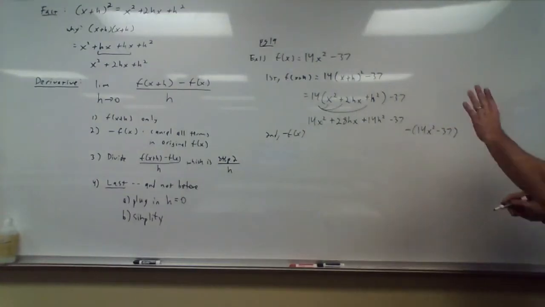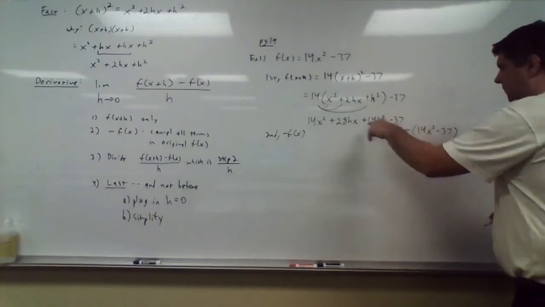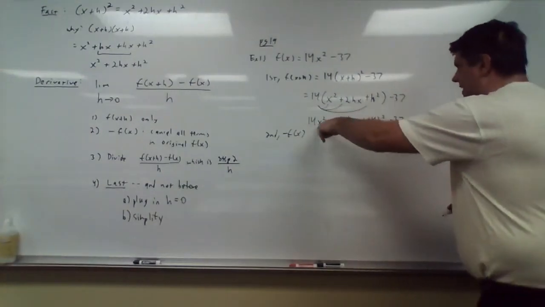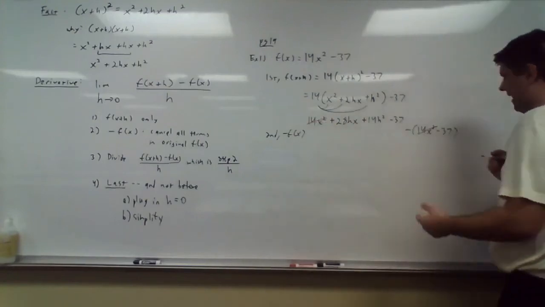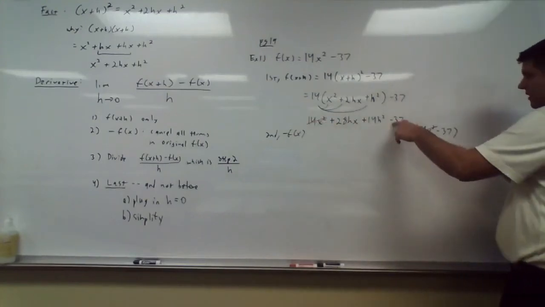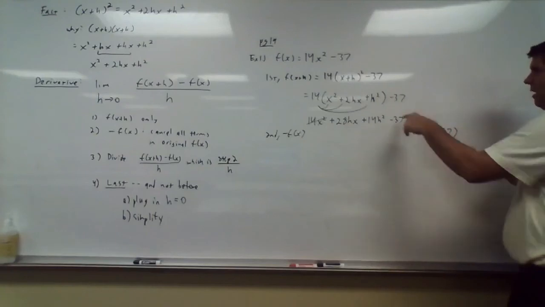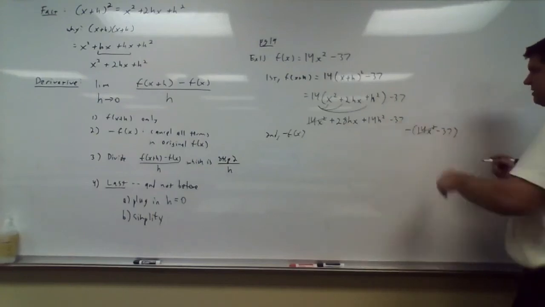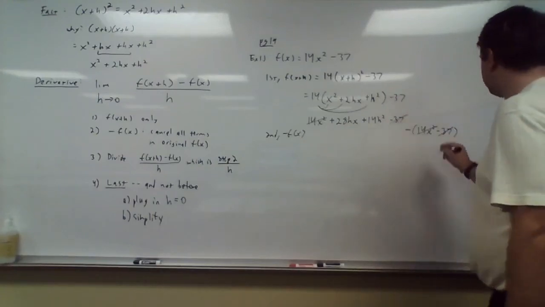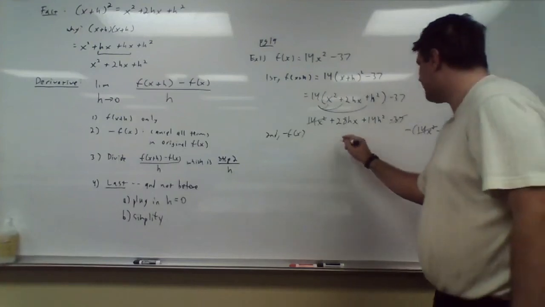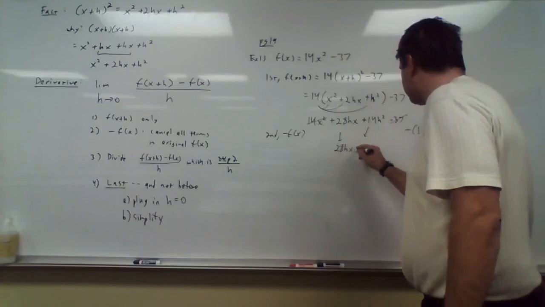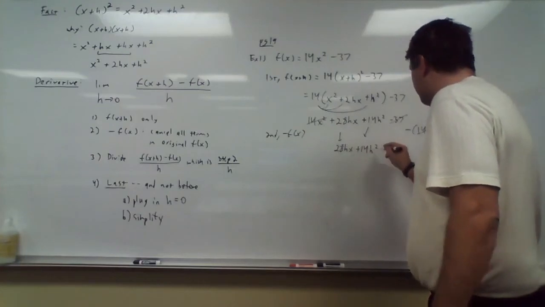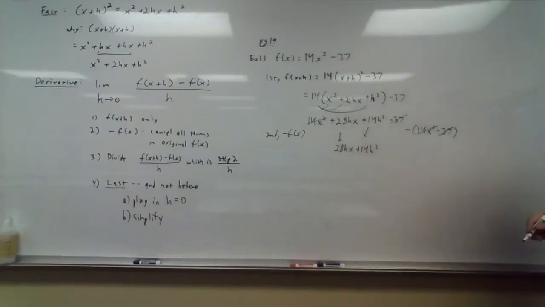Okay? And again, these are going to cancel against counterparts. 14x squared is subtracted from 14x squared, so that cancels. Minus 37, minus another minus 37. Subtracting something from itself, these will cancel. So my surviving terms will be these two: 28hx plus 14h squared. Okay?